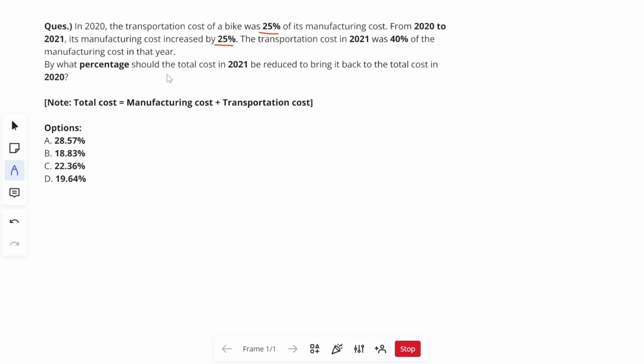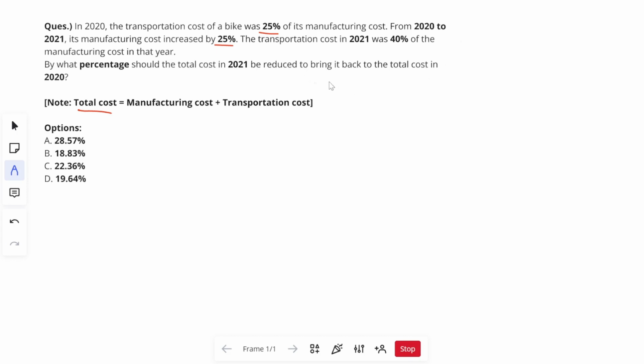By what percentage should the total cost in 2021 be reduced to bring it back to the total cost in 2020? See, the formula that we have is total cost equals manufacturing cost plus transportation cost. That is given to us already. First, we need to find a few things. See what it is asking: by what percentage should the total cost in 2021 be reduced to bring back the total cost in 2020?